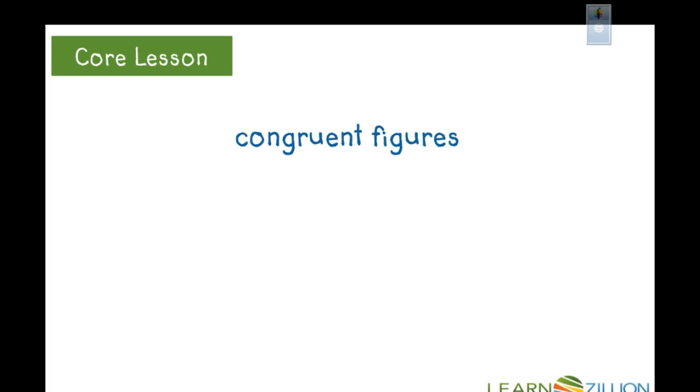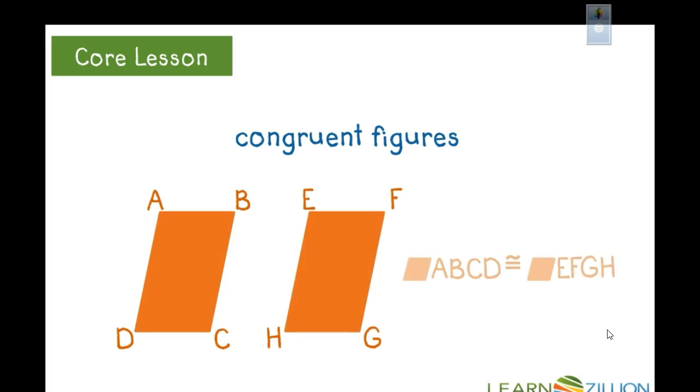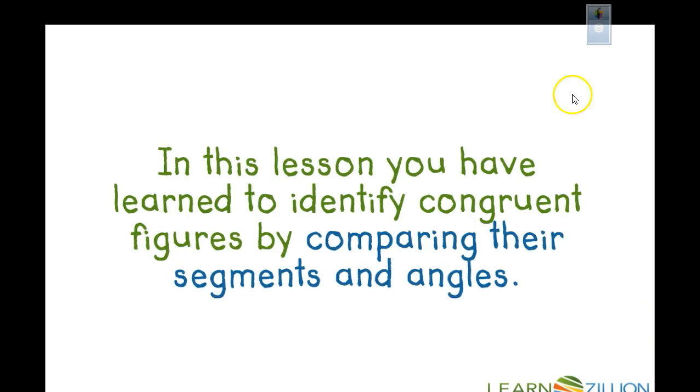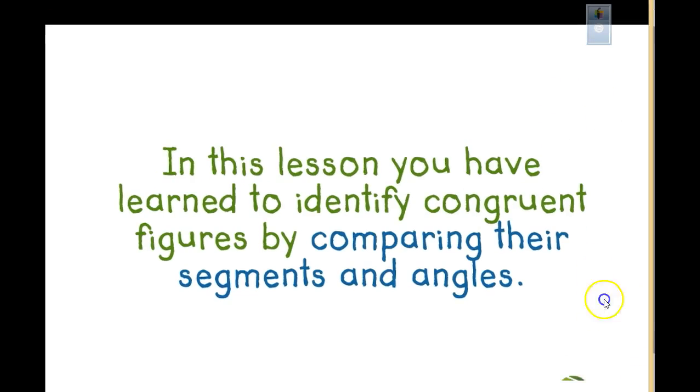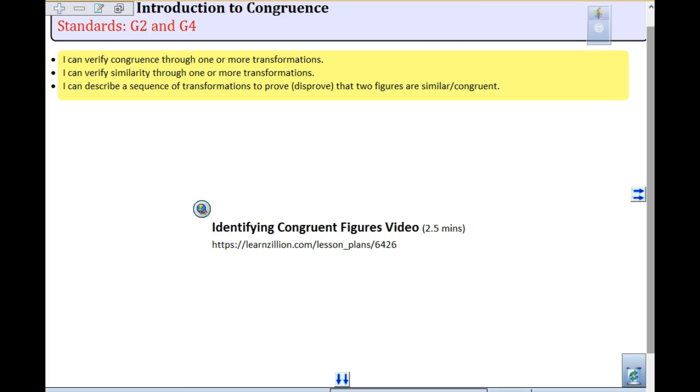Two figures are congruent if they are exactly the same size and shape. Notice how angle ABC corresponds to angle EFG, and they are both 80 degrees. Notice how segment DC corresponds with the length of segment HG. They are both the same length. In this lesson, you have learned to identify congruent figures by comparing their segments.